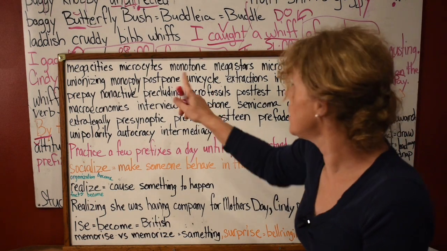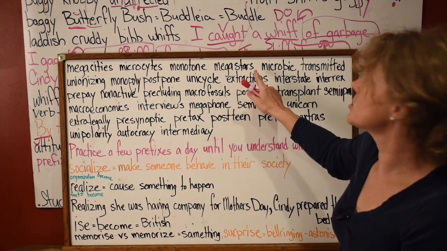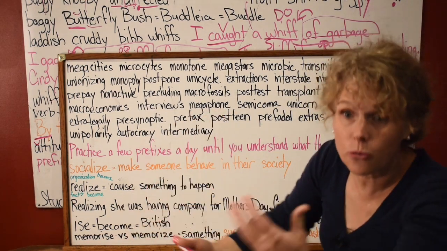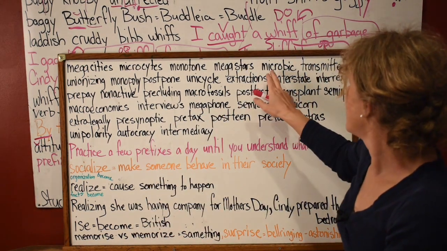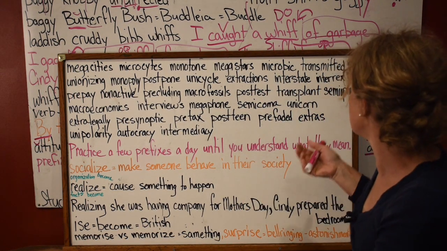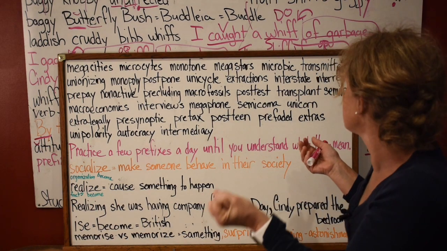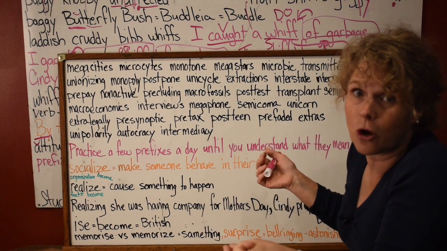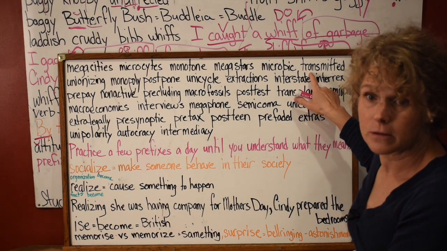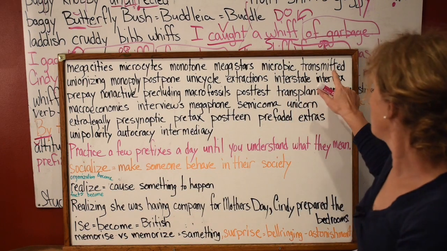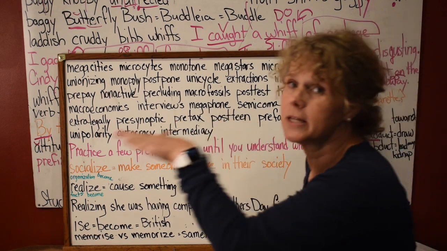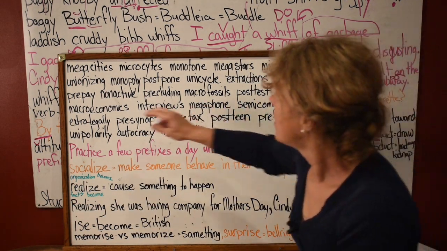Monotoned, one tone. Megastar. Mega means what? Really big, great. So a great star. Microbic. Very, very small. Small microbes, right? Creatures, you see them with a microscope. Transmitted. Trans means across. So mit is your Latin root. That means to send. You're transmitting, you're sending it across something with the wires.